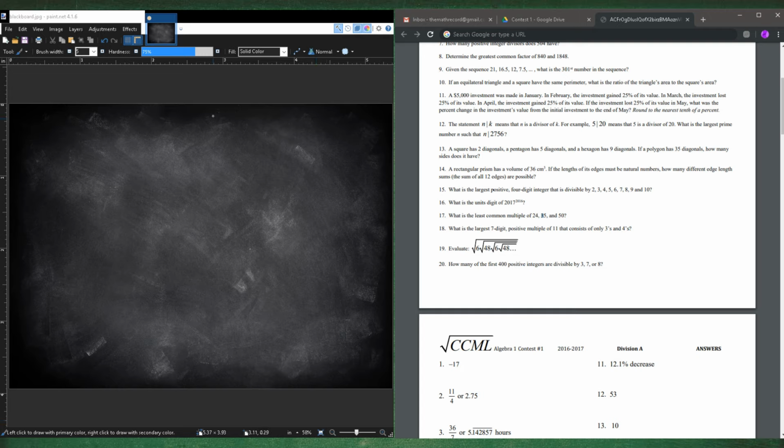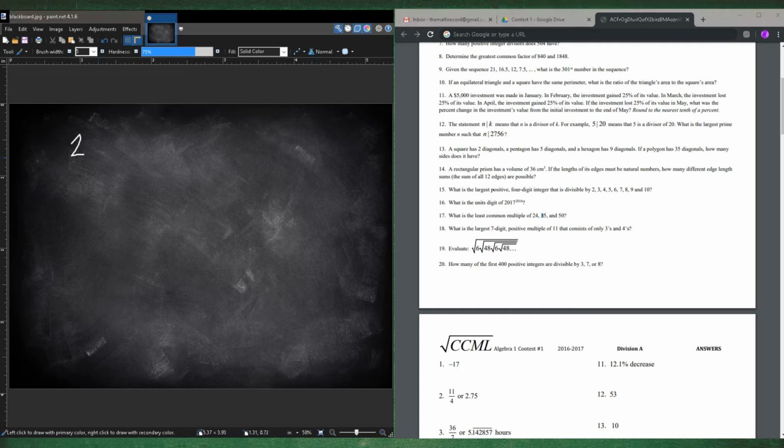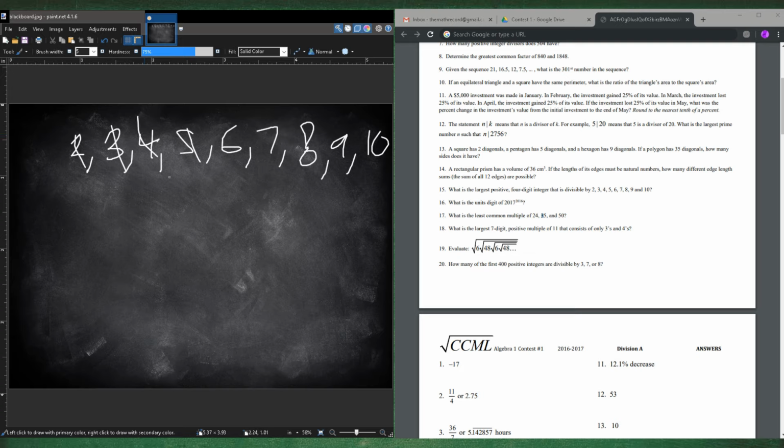So let's write that down. What's the largest possible 4-digit integer? So it's a 2, a 3, a 4, a 5, a 6, a 7, a 8, a 9, and a 10. Okay, so basically, if it's divisible by 10, you already got 5 and 2, so you don't have to do that. If it's divisible by 9, it has to be divisible by 3, so you don't have to do that. If it's divisible by 8, it has to be divisible by 4. That's basically the point. So you kind of cancel all these out. So you have already these numbers. So it has to just be divisible by 9.